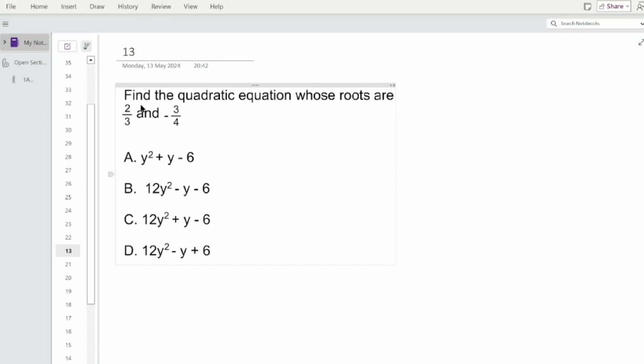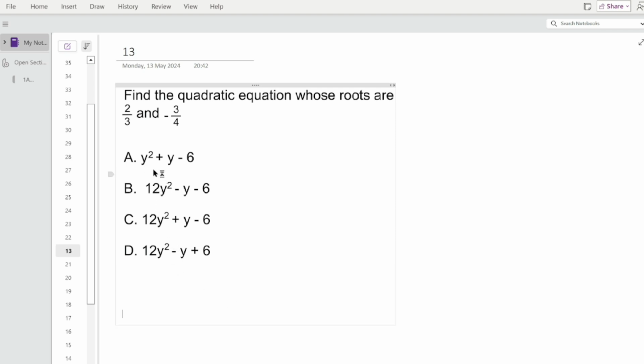Question 13. Find the quadratic equation whose roots are 2 over 3 and minus 3 over 4. This question is just trying to make sure you get back your initial equations. Like when you factorize, you get this, so you're getting back this. If you look at your options, it shows you're doing a kind of quadratic equation. You're doing it backwards. So let's take a dive into it.